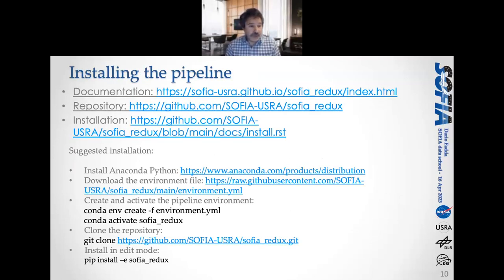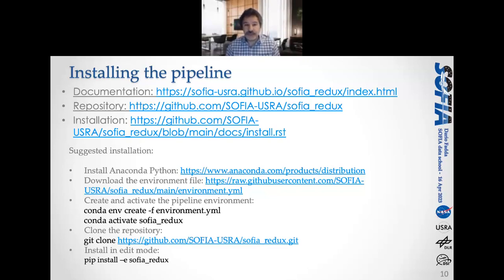So all this said, okay, you'll probably be interested at this point to install the pipeline. So here I give a lot of URLs where you can find the documentation. You can find the repository on GitHub, where you can find the pipeline and how to install it. So here is my suggested way to install. Of course, you'll need to have an Anaconda Python installed on your computer, and then you'll proceed with the installation. So there is an environment file that you can download. I put the direct link so you can find it immediately.